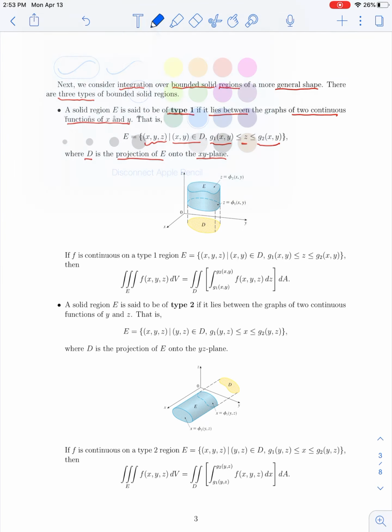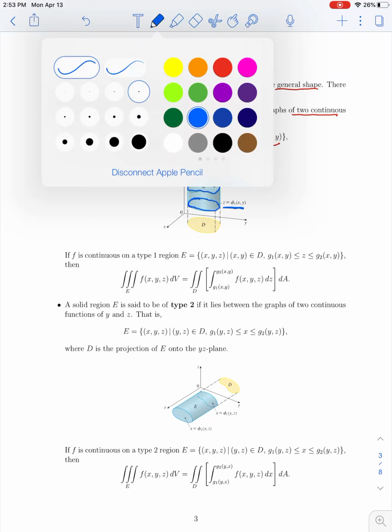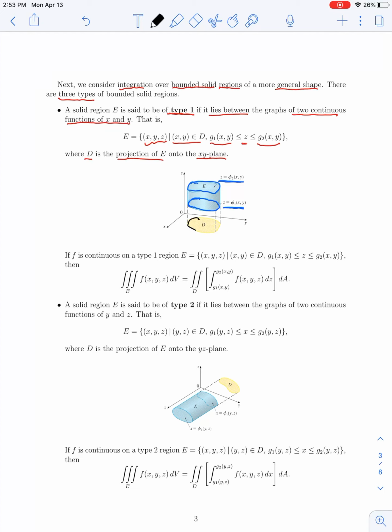So here in this figure, we show an example of a type 1 region, E, shown here in blue. It is bounded below by some surface, which is the graph of a function of x and y, z equals here phi 1, or we could call it g1 instead of phi. And it is bounded above by a surface which is the graph of a different function, phi 2 of x and y. And if we look at the projection of this region down onto the xy plane, we have some plane region D, where the values describe the range of values for x and y for these surfaces.